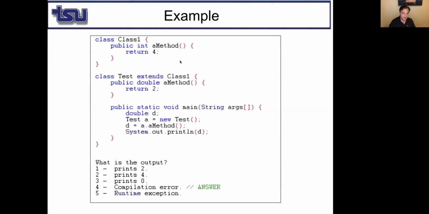Okay, so let's see. Is there a compile error here and why? I guess this is class 1. It has a method a method. This is class 2. It says a method a method. First, is this proper overriding? The same name, the same input arguments, but different return types. Once you have different return types, that's going to be an issue. It's going to be a compiler error.